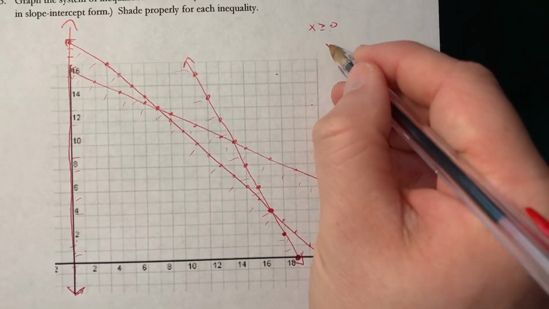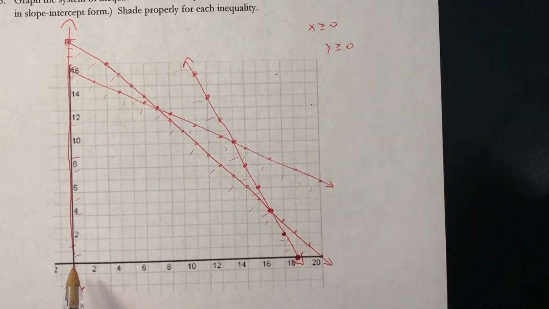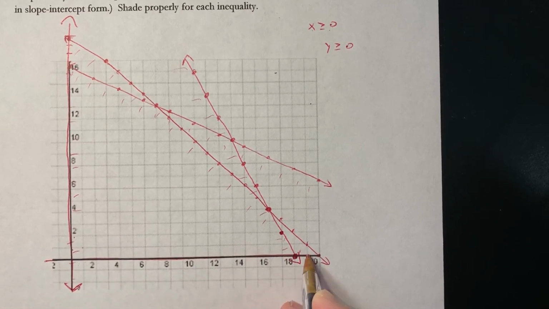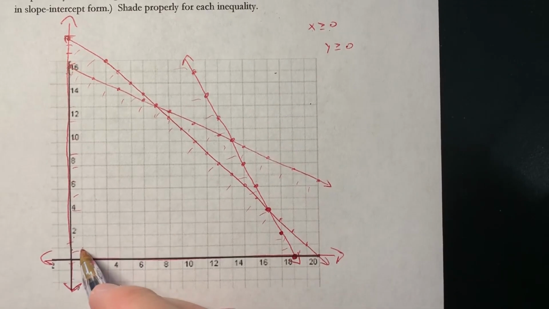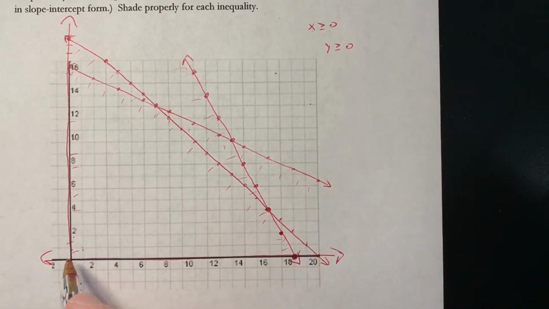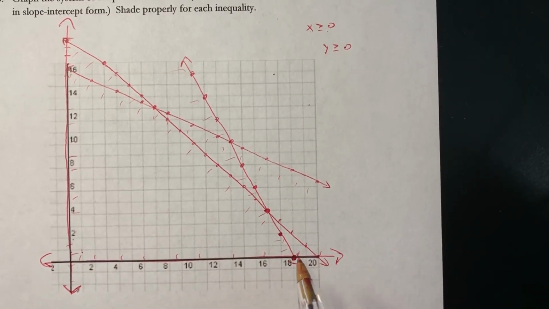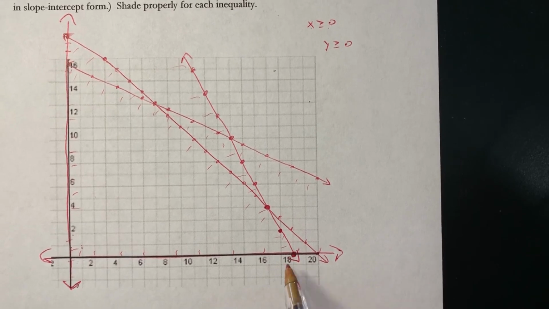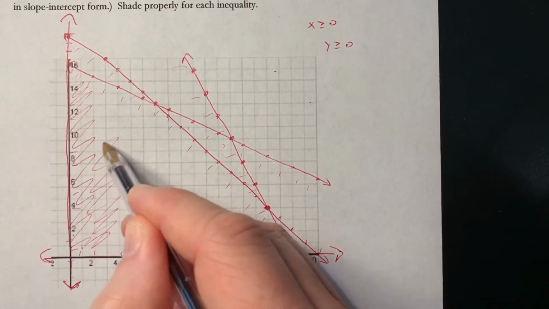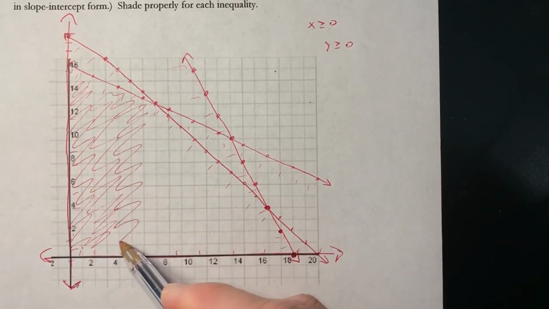And then I also had y is greater than or equal to 0, which is right here. And if I test (1, 1), I get 1 is greater than or equal to 0, and that's true. So that shades this way. So I've had 5 different lines, and now I've got this region that has been shaded all 5 times.